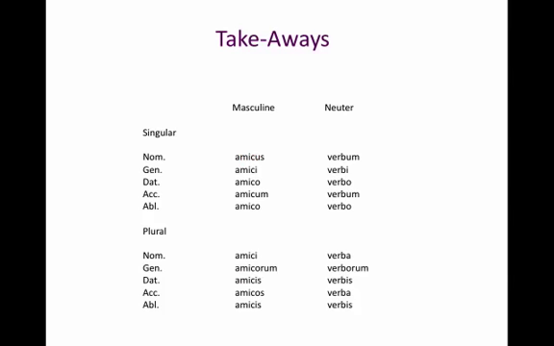So let's talk about our takeaways for this lesson. We should be familiar with declining nouns by now because we've already seen the first declension, which is primarily feminine nouns. Now we're in the second declension, which is masculine and neuter nouns. So what you need to do, of course, is memorize all of your endings and familiarize yourselves with the difference between the masculine and the neuter. Enjoy!